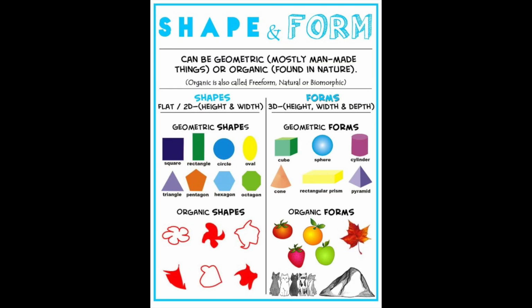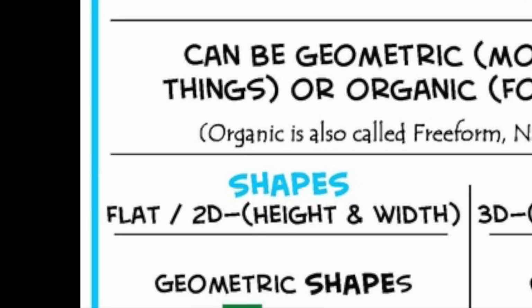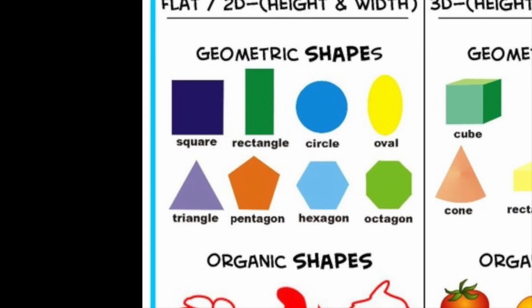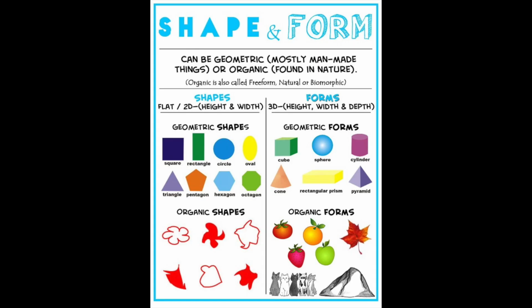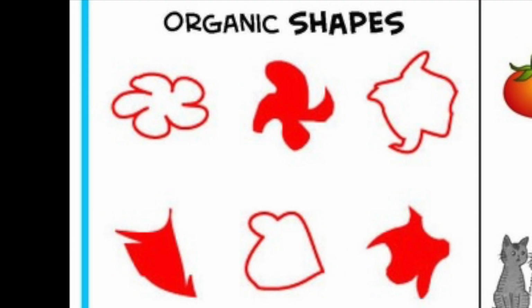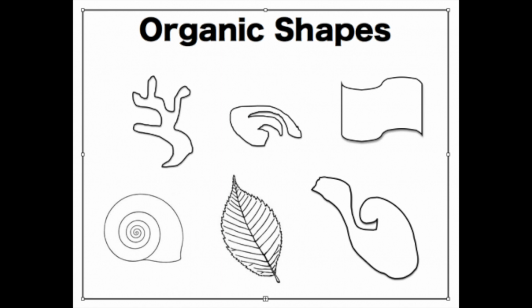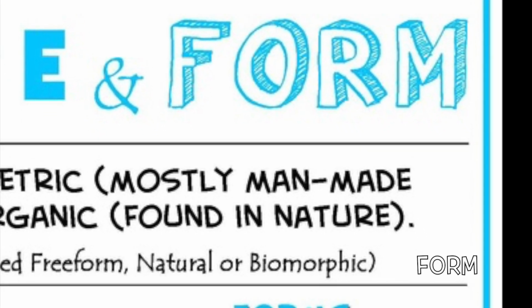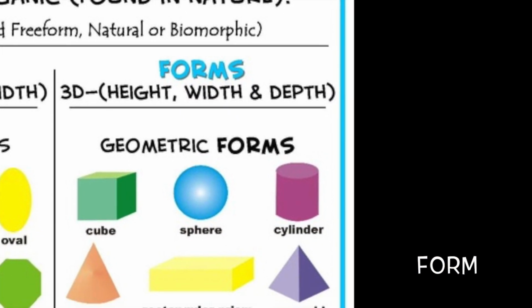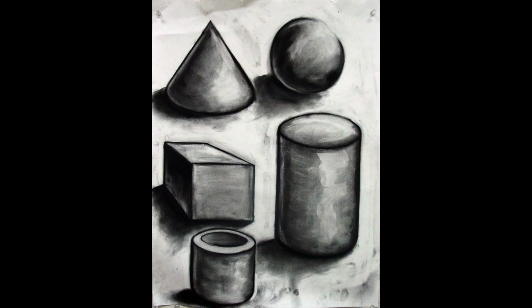What's the difference between shape and form? Shapes on the left side are flat, like squares, rectangles, or circles. Or a shape can be organic. Look at the red shapes at the bottom. These organic shapes are found in nature and they can be really squiggly. On the other side of this picture, you can see forms. Remember, a form looks fat, not flat.